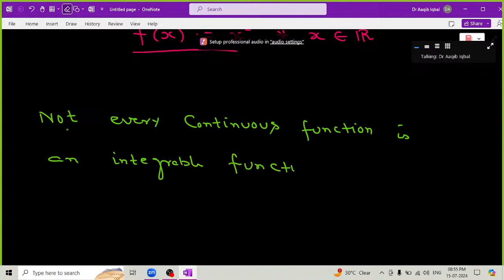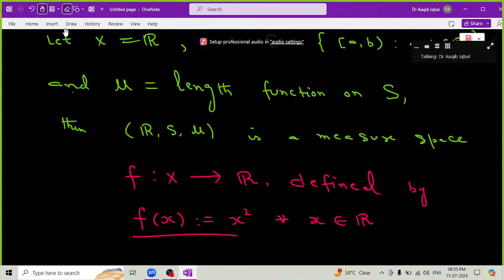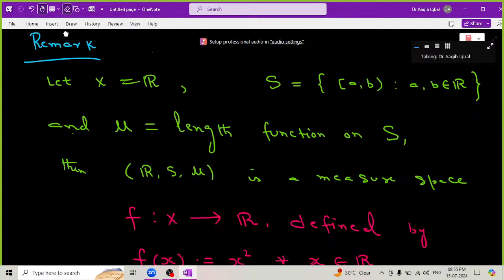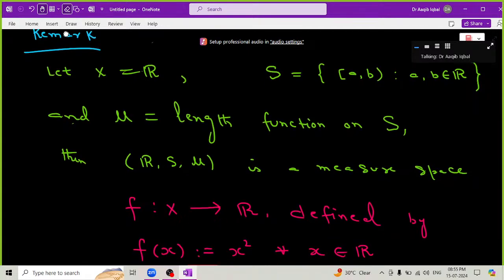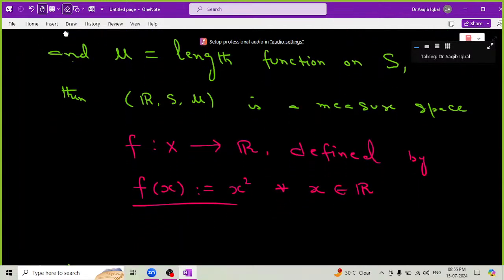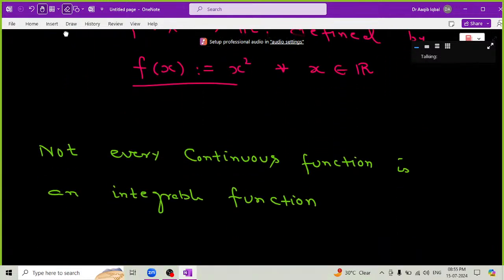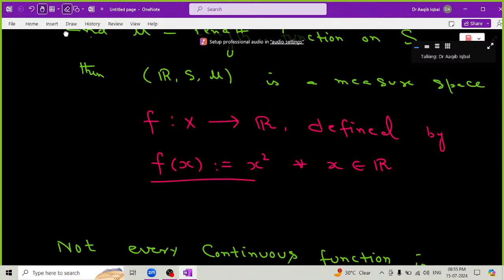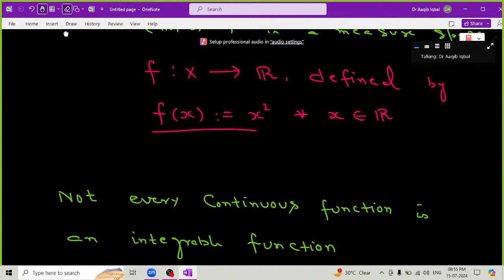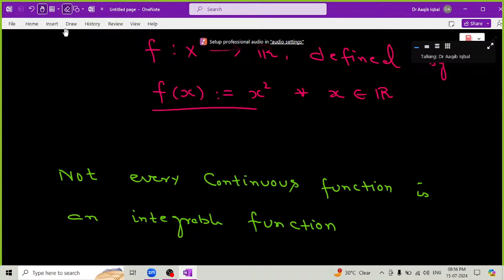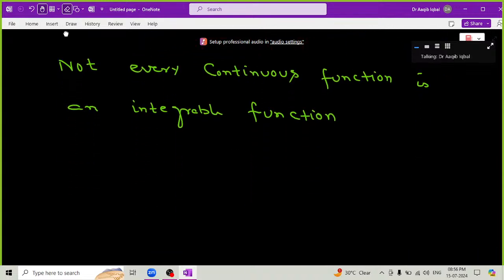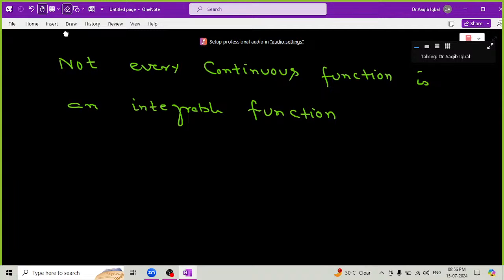However, there is no problem in the function. The problem is actually in the measure space, because it's an infinite measure space. If you go for mu star of X, it will be infinity. This actually causes problems, the infiniteness of the measure space. So it's because of this reason that this function fails to be an integrable function. Although it's a continuous function, it's not integrable. So this is the moral of the story. Generally speaking, if you are in abstract settings, not every continuous function is integrable.